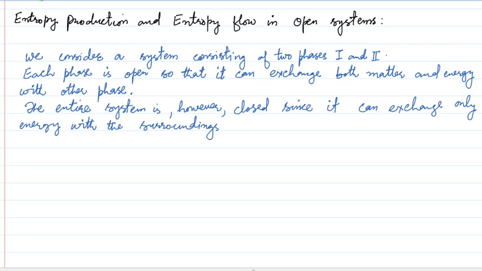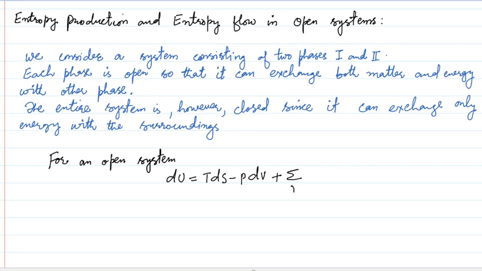Now we know for an open system the thermodynamic equation, that means dU will be equal to TdS minus PdV plus summation, now matter is also exchanged as it is an open system, so we will write it as mu gamma dn gamma.